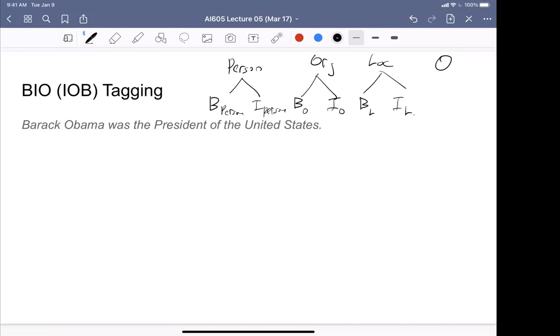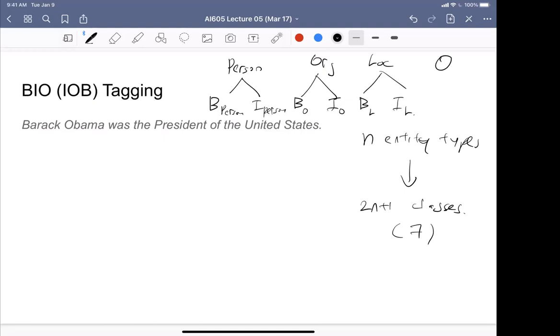So how many categories do we have here? We have two categories for each. So we have two classes for each of person, org, and loc, right? And we have one O at the end. So basically, let's say if we want to classify N entity types, that means we will have 2N plus one classes. So in this case, it will be 7, right? So we want to classify each word in the input sentence into these 7 categories.